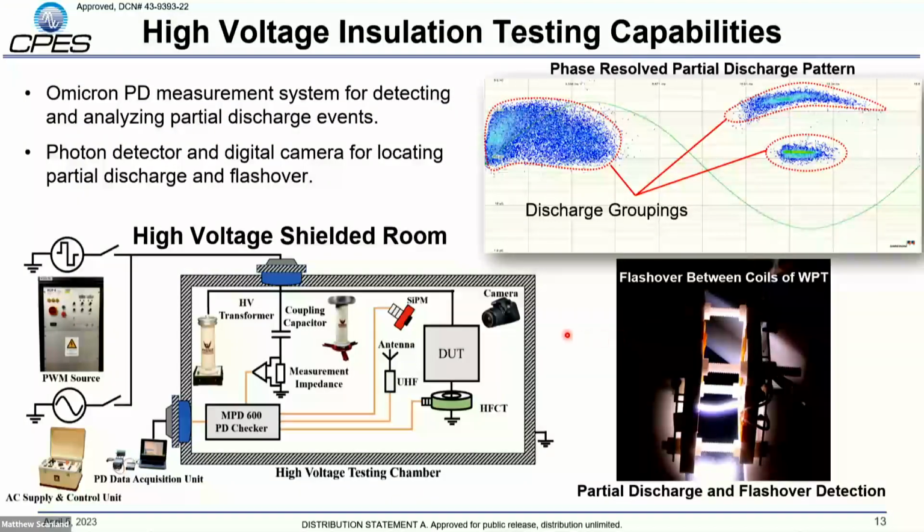We also use optical techniques to be able to capture and locate where the discharge is occurring if we can see it in air. So we have a silicon photomultiplier diode to capture the light, as well as a digital camera, so we can again locate those locations.